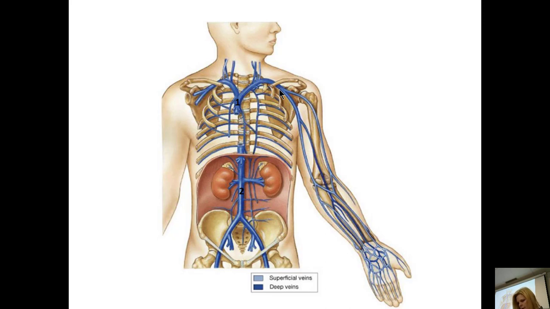So that's the brachiocephalic, subclavian. So then we continue down and look at the inferior vena cava. So this lies right alongside what artery is here in this region?